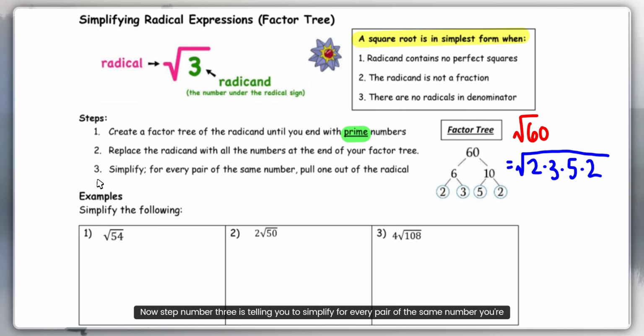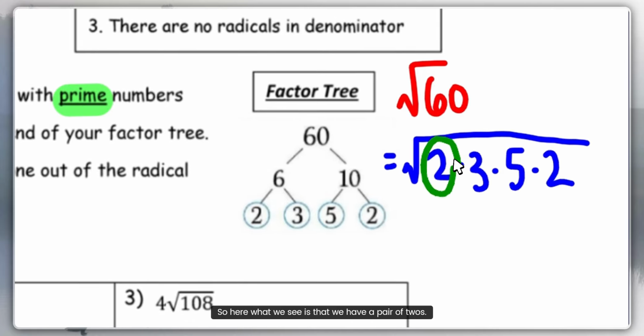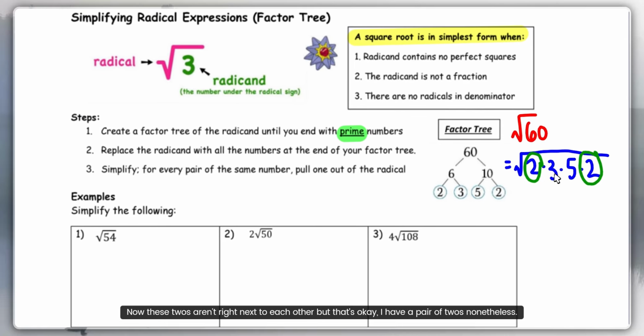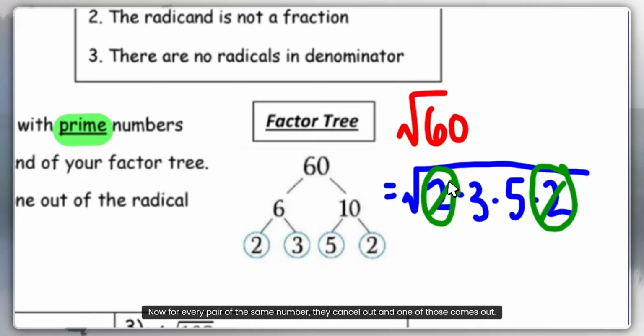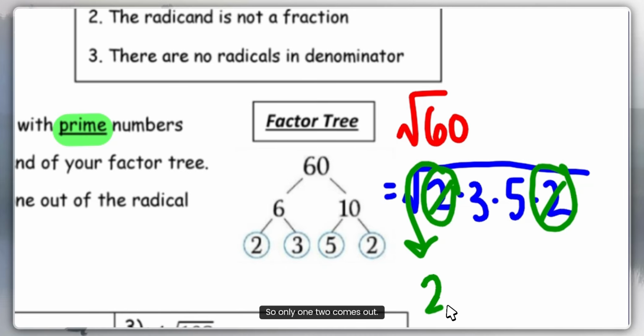Now, step number 3 is telling you to simplify. For every pair of the same number, you're going to pull 1 out of the radical. So here what we see is that we have a pair of 2's. Now, these 2's aren't right next to each other, but that's okay. I have a pair of 2's nonetheless. For every pair of the same number, they cancel out and one of those comes out. So only one 2 comes out.